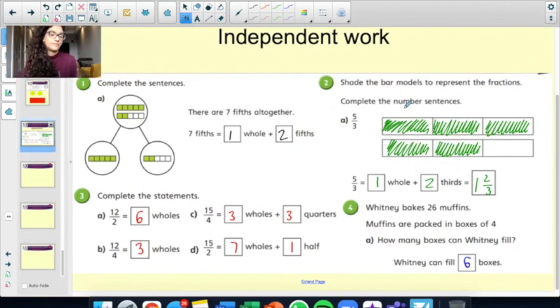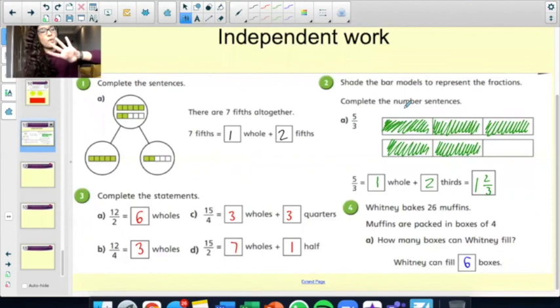Question number 3. Complete the statements. A. 12 halves is equal to 6 wholes. B. 12 quarters is equal to 3 wholes. C. 15 over 4 is equal to 3 wholes and 3 quarters. D. 15 over 2 is equal to 7 wholes and 1/2.